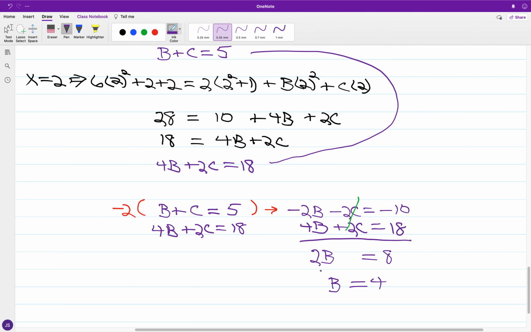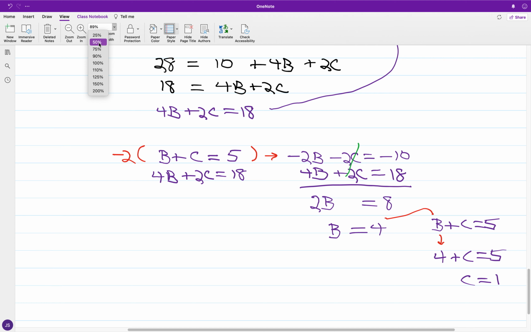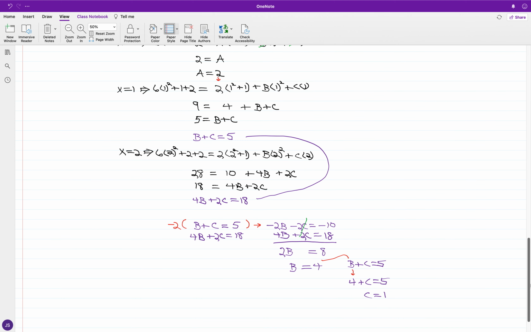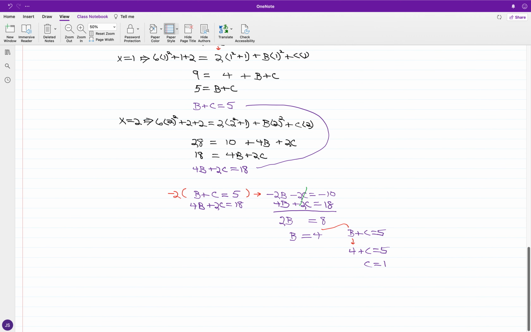And again, I can plug 4 into either of these equations. So with b plus c equal to 5, 4 plus c is equal to 5, and it's going to turn out that c is equal to 1. All right. So for the overall picture, a is 2, b is 4, and c is 1.